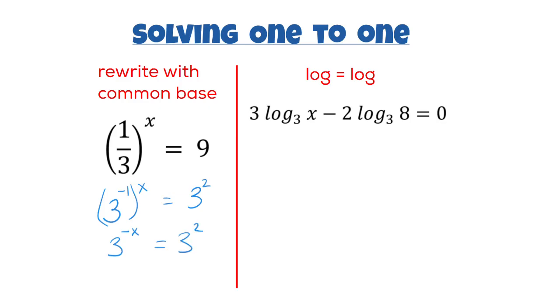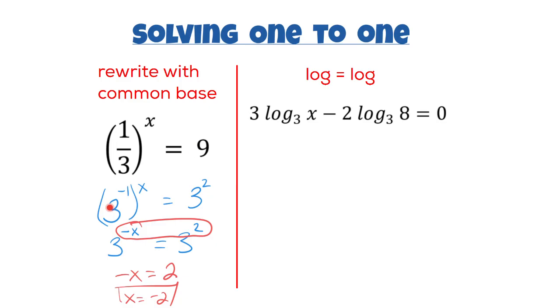If you can get these to both have the same base, then the only way this side can be equal to this is if this exponent is the same as this exponent. So you just forget the 3's and say, all right, the exponents are going to have to be equal. So -x is going to have to equal 2, which means x is going to equal -2. That's how you do a one-to-one. It doesn't always work, but it's a quick method if you have numbers that could be written with that common base.